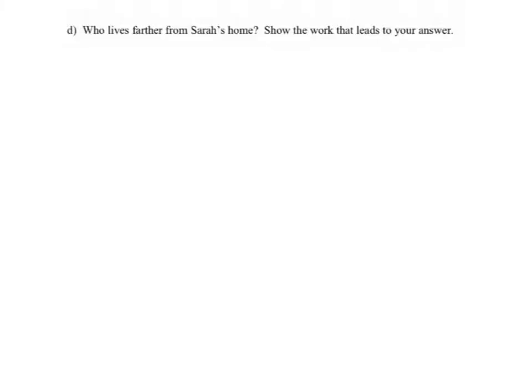Okay, part D of this question says, who lives farther from Sarah's home? Show the work that leads to your answer. So now we're not talking about the distance that the actual person traveled. It's whose house is actually farther from Sarah's house.